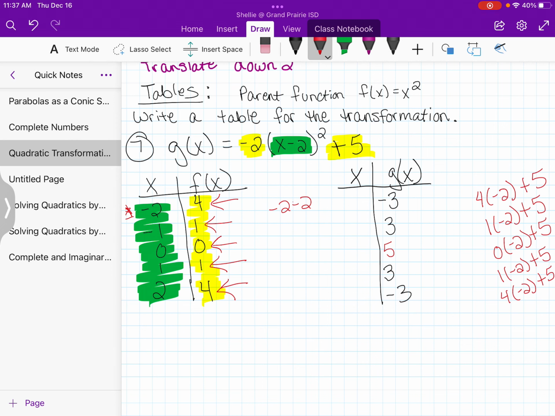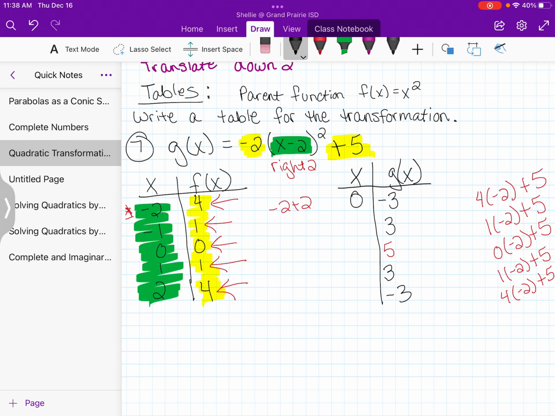Here's why I want to add 2. You might be saying to yourself, why would I do that? Well, remember that in the horizontal movement here, to subtract 2 in the parentheses means we need to go right 2. Well, in order for us to go right by 2, we need to add 2. So I'm going to add 2 to each of these x values.